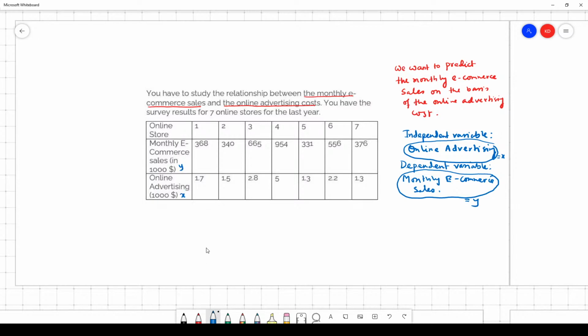So first you need to compute summation X. Here the number of observations, number of pairs, is 7. Summation X, summation Y, summation XY, summation X square, summation Y square. Please compute these values and tell me.